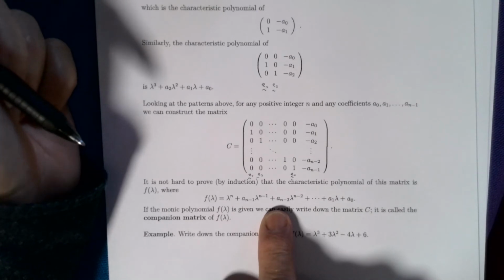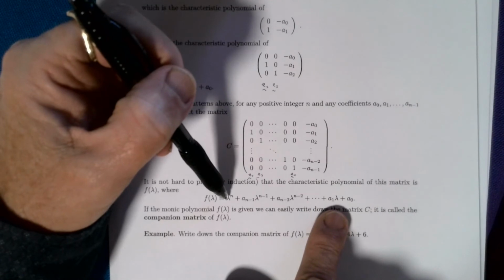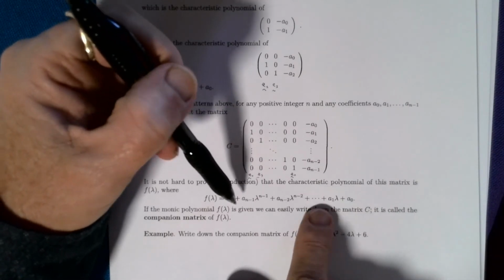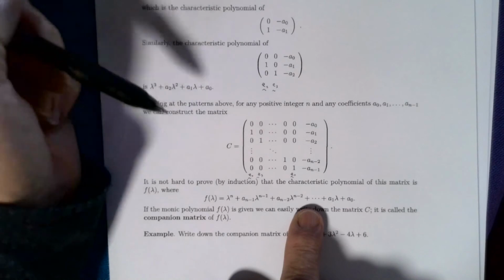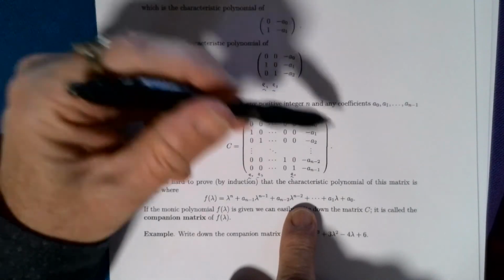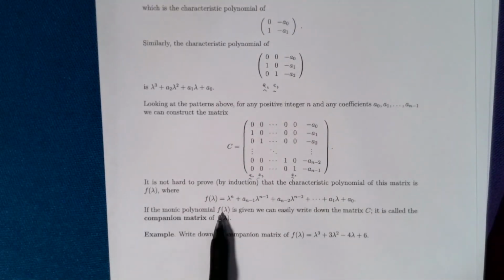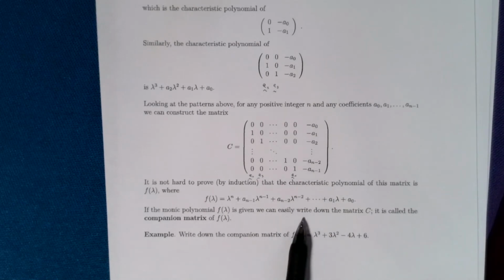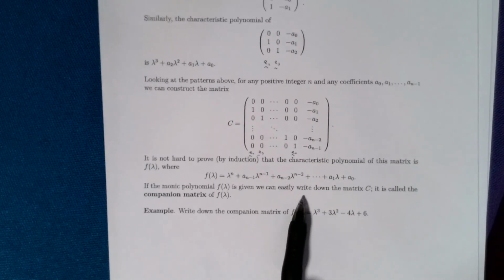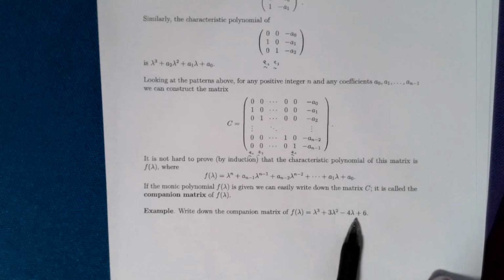So that answers the question: given a polynomial, here's a general monic polynomial of degree n, can we find a matrix which has this as its characteristic polynomial? The answer is yes, and there it is. So if the monic polynomial f(lambda) is given, we can easily write down a matrix C, and that's called the companion matrix. And just as an example of that, we'll write down the companion matrix of this expression here.